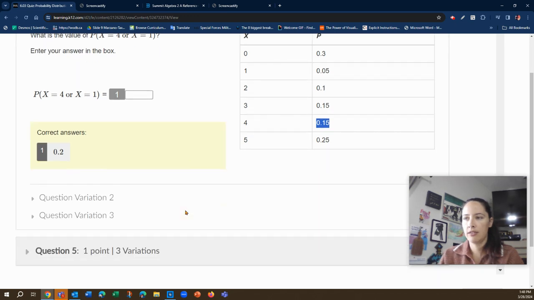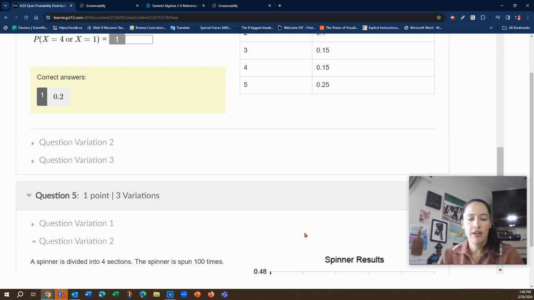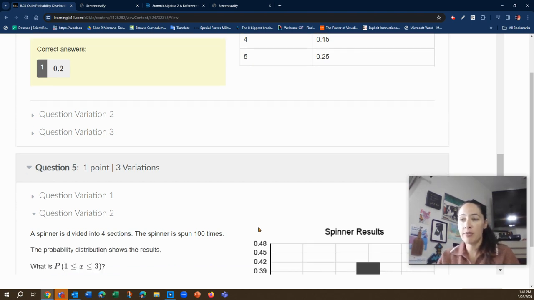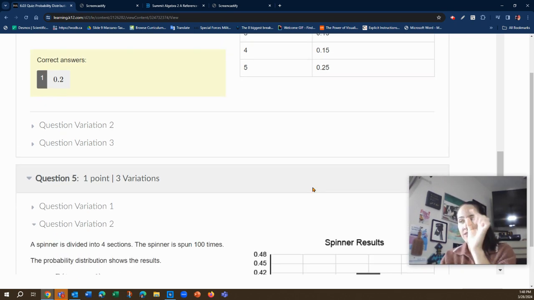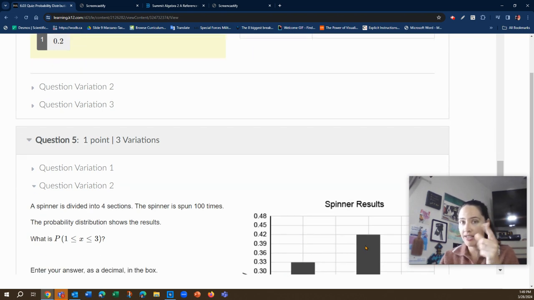Okay. Last question. The spinner is divided into 4 sections. The spinner is spun 100 times. The probability distribution over here, so they can give it to you in a table of values, they can give it to you in a chart, but they're telling you this graph is a distribution. And look at this. They're all between 0 and 1. And I bet if you add up all the heights, they'll add up to 1.